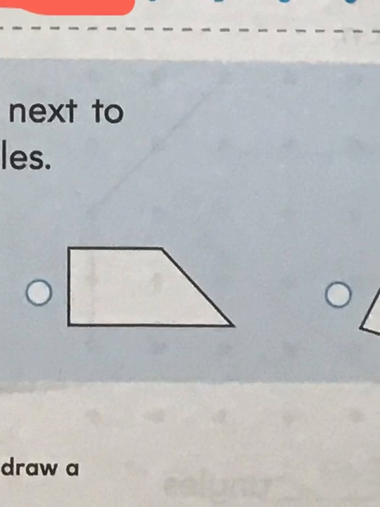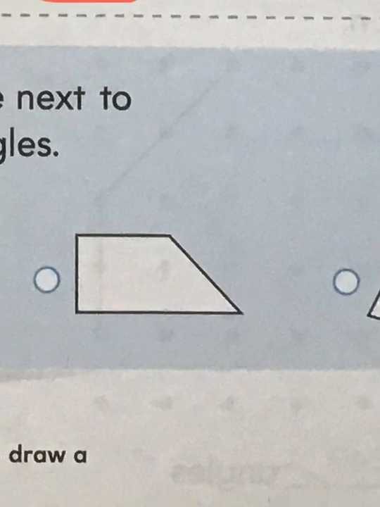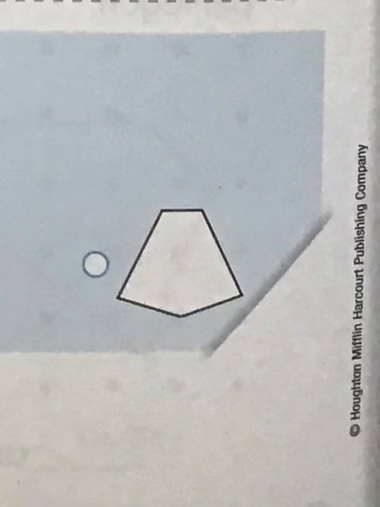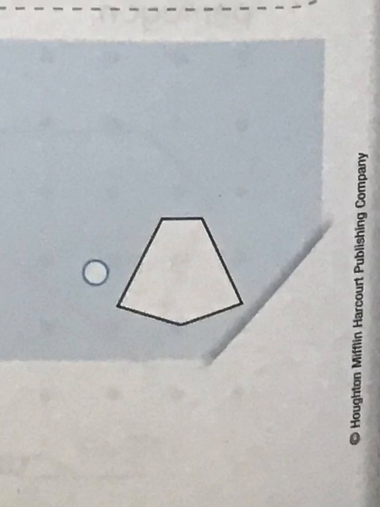What about this quadrilateral? 1, 2, 3, 4. That will be a no. We'll pass. Slide to the left. And finally, we have another 5-sided shape. 1, 2, 3, 4, 5. And it does. Another pentagon.